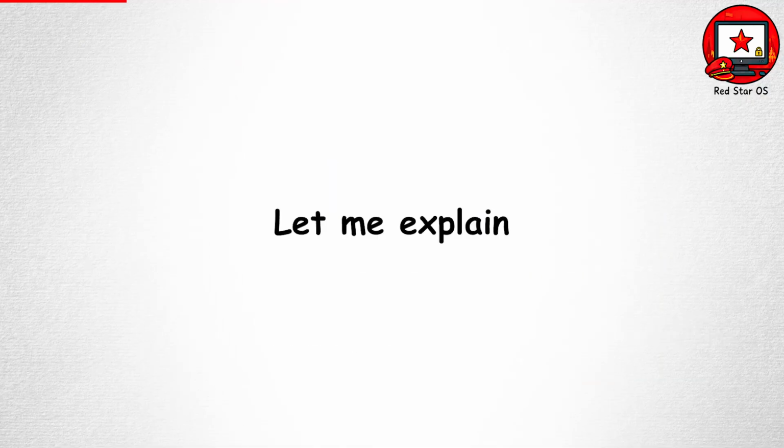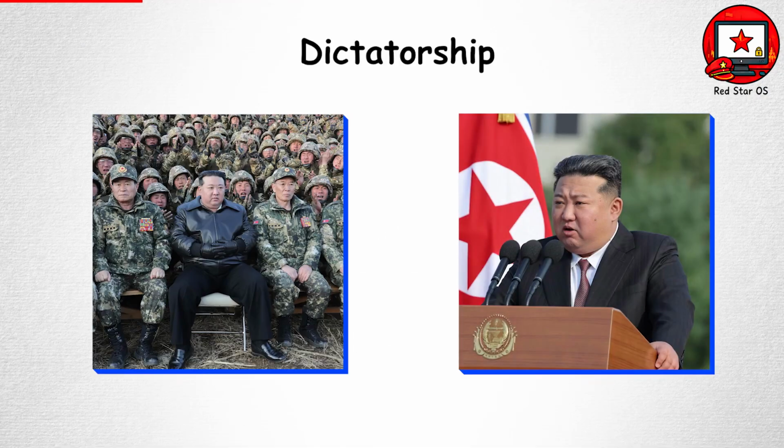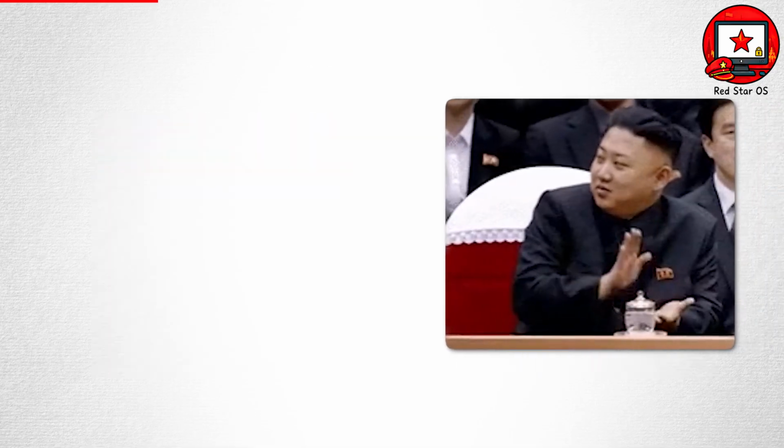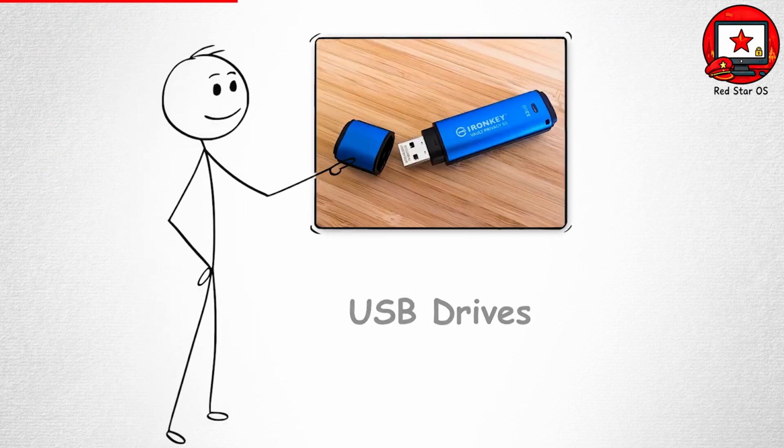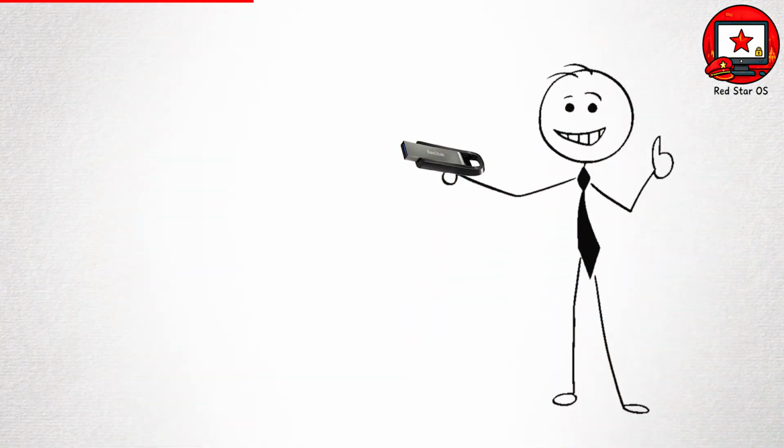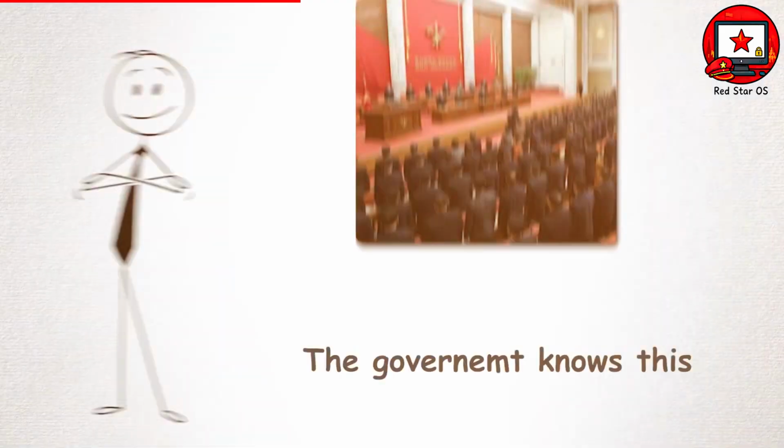Let me explain. You see, North Korea is a dictatorship. The government decides what people are allowed to watch, read, or listen to. And foreign movies, South Korean music, foreign books, all of that is illegal. And the way people get it anyway is through USB drives. Someone smuggles a drive across the border. It gets copied, passed around, and quietly makes its way through the country. The government knows this, so Red Star was built to break it.